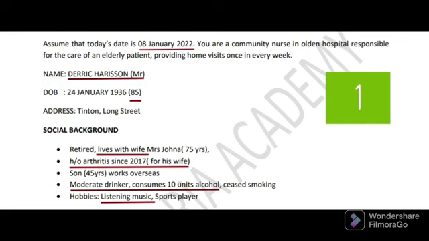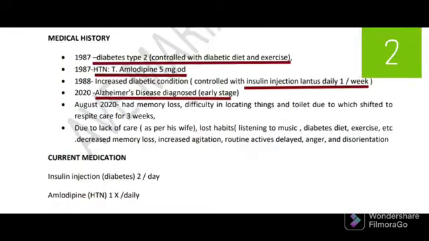And they have a son. Actually, it is not relevant data. We can take moderate drinker, consumes 10 units of alcohol. That's enough. Smoking, no need, because he already stopped. And then in this case, there is importance for listening to music, so that one is important. That's all regarding the social paragraph. We will move to the medical history. They have given many disease conditions.